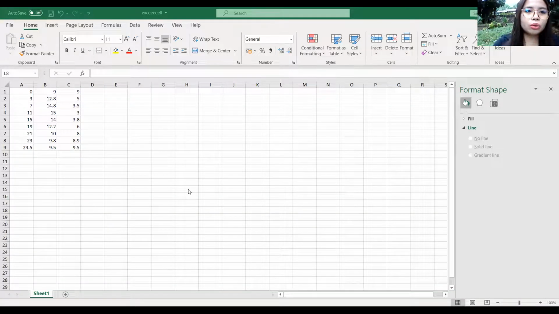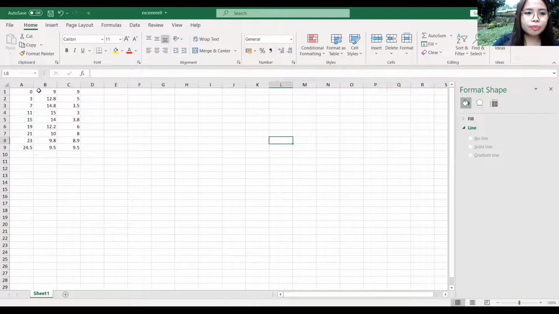Okay, here we go. So this is our Excel application. So in the first column are the x coordinates of our upper and lower curve, while the second column is our y coordinates of the upper curve, and then the third column are the y coordinates of our lower curve. So to get the equation of our lower and upper curve, we have to interpolate these points.